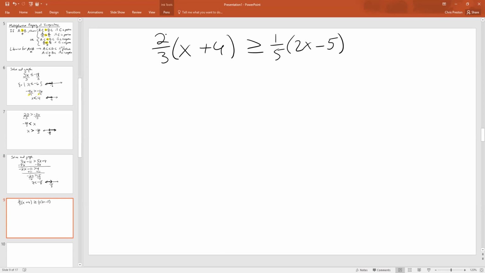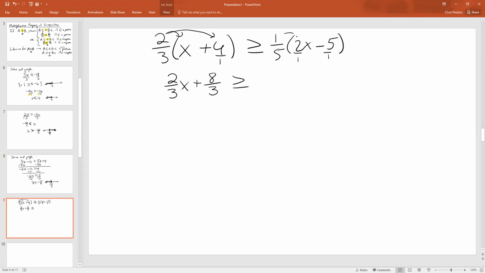So we're going to need to take this 2/3 times x and 2/3 times 4. So that's going to be 4 over 1. So this is going to be 2/3 times x, it's just 2/3 x, 2/3 times 4, 4 over 1. So top times top, bottom times bottom is going to give us 8/3. Greater than or equal to, again, this is 2 over 1, this is 5 over 1.